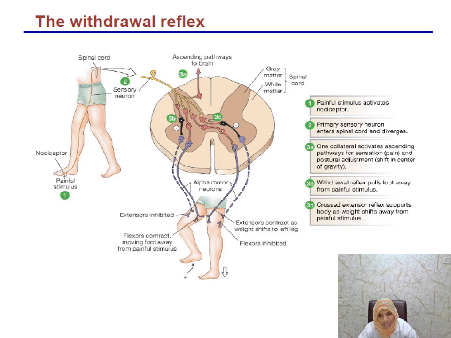This is a crossed extensor reflex and it is happening to support the body as weight is shifting away from the painful stimulus. So on the same side there will be contraction of the flexor muscles and the extensors will be inhibited. On the opposite leg, extensors will be contracted as weight is shifting to the left leg and flexors will be inhibited.